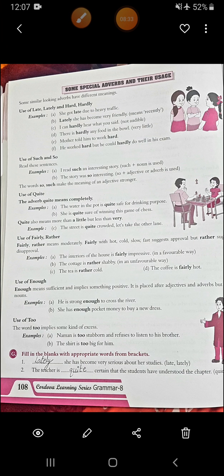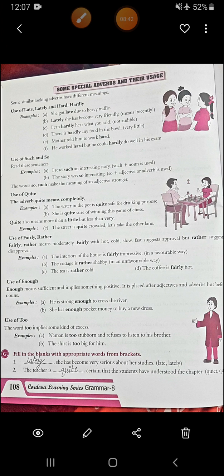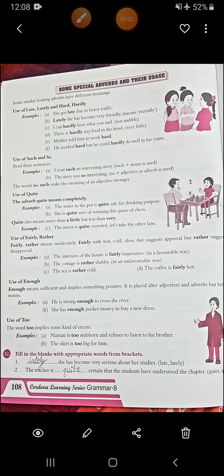The adverb quite means completely, approximately complete. Alright. The water in the pot is quite safe for drinking purpose, means you can drink it. It's drinkable. Then she is quite sure of winning the game of chess, means she is sure that she is going to win. Then quite also means more than a little but less than very. The street is quite crowded. Means it is crowded, not too crowded, not very crowded, but it is crowded.